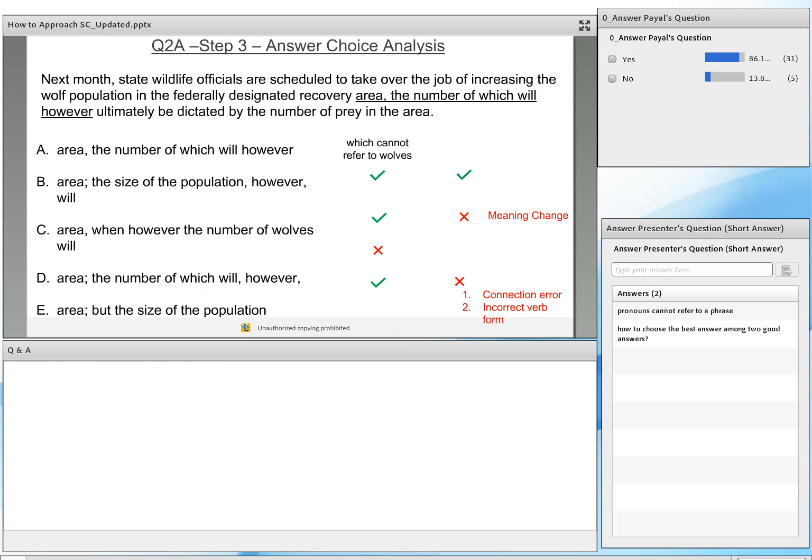Please explain choice E. Choice E is wrong because of 2 reasons. As I said, the semicolon is wrong, and that's a grammatical concept. And secondly, the second grammatical concept is, but the size of the population ultimately be dictated. Be dictated is a subjunctive verb form, and that is not correct. And I know you may not be familiar with the subjunctive verb form.